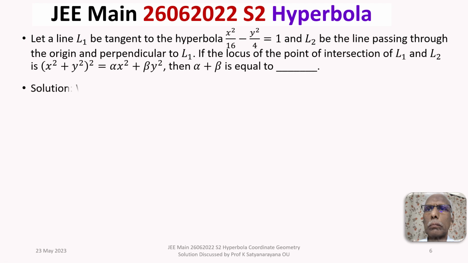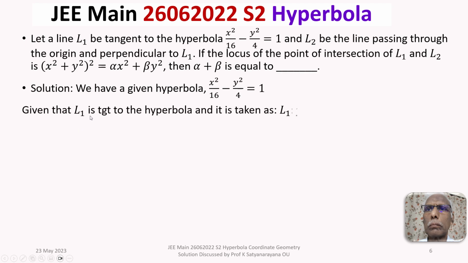Now we discuss the solution of the problem in detail. We have the given hyperbola x square by 16 minus y square by 4 is equal to 1, and the standard equation of the hyperbola is x square by a square minus y square by b square is equal to 1. In our context, a square is 16, b square is 4.